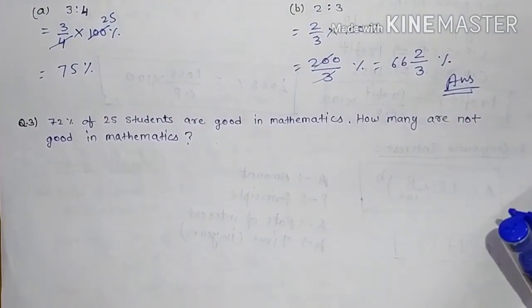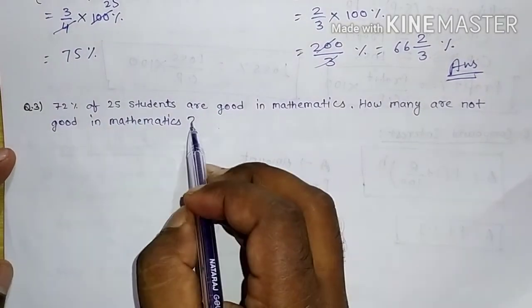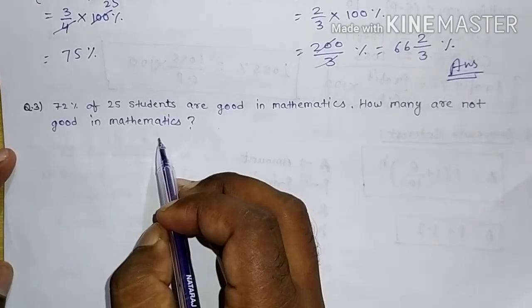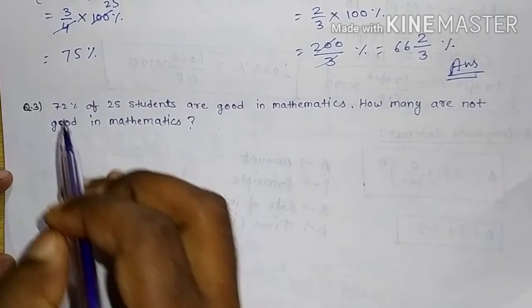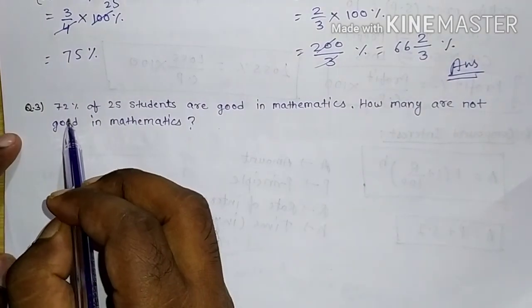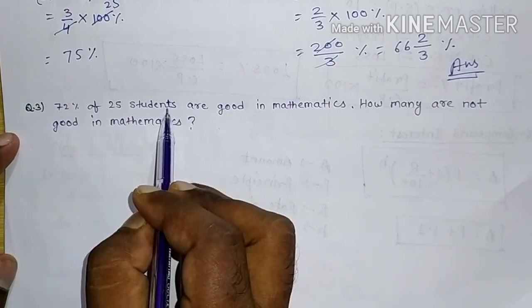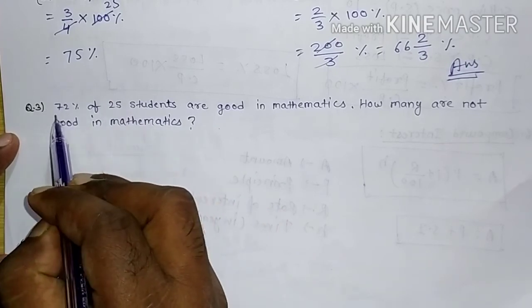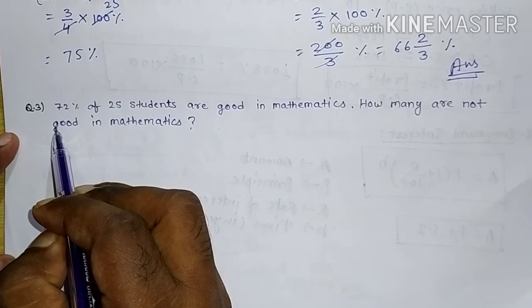The next question, that is question number 3. 72% of 25 students are good in mathematics. How many are not good in mathematics? So here, the total number of students is given, 25 students, and out of 25 students, 72% students are good in mathematics and others are not good in mathematics. And here we have to find how many students are not good in mathematics.